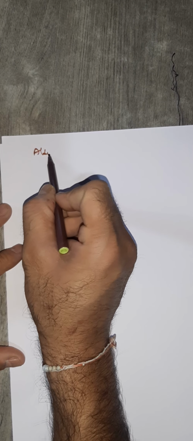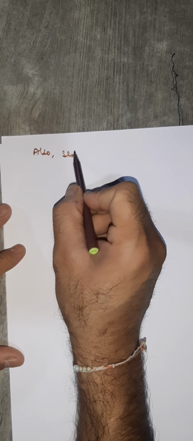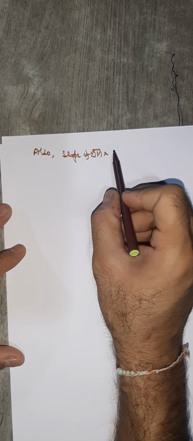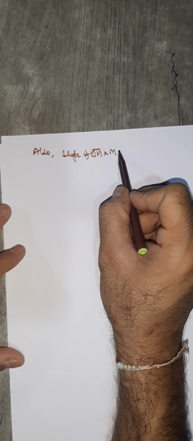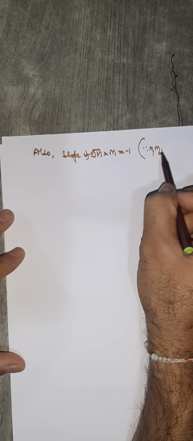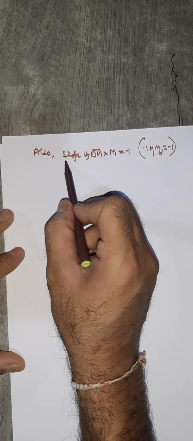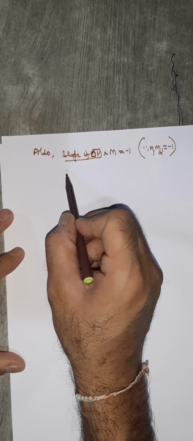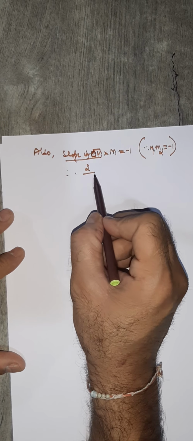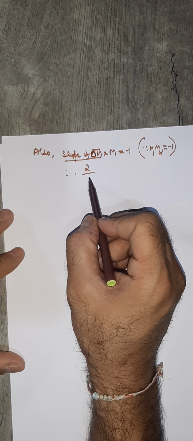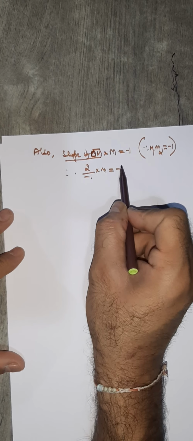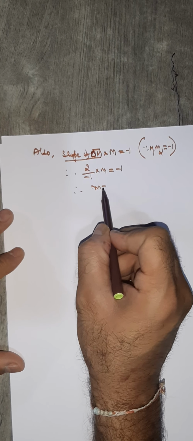Also, slope of OM into slope of that line, that is small m, equals minus 1. Which concept? As we have used a number of times, m1 m2 equals minus 1. What is the slope of OM? You can write it very easily: 2 minus 0, which will be 2, upon minus 1 minus 0, so minus 1, into m equals minus 1. So m will be just half.